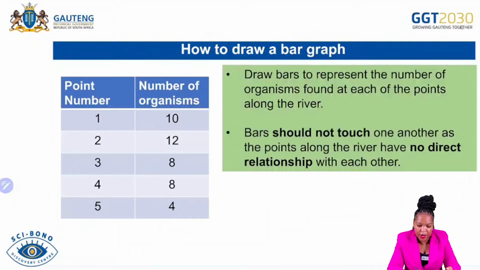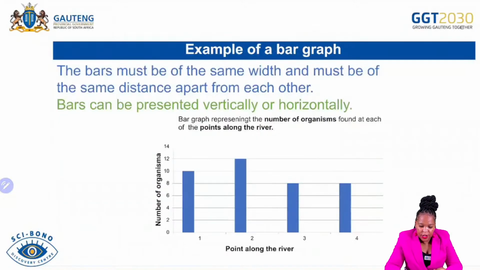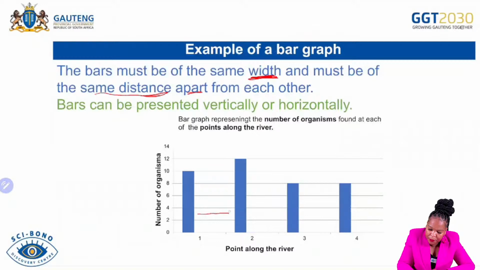Then how to draw a bar graph? We have this information, the points, and then the number of organisms. The type of graph will also depend on the type of data you have. Let us take a look at the example here. The bars must be of equal width, as we've discussed, and the same distance apart, meaning the spaces between the bars must also be equal. If you take a look at this bar graph, it is perfectly spaced in between, and the width of the bars is equal.